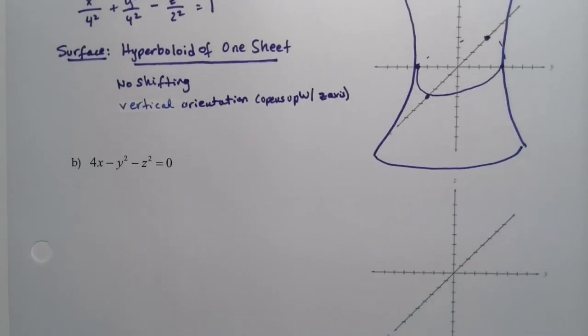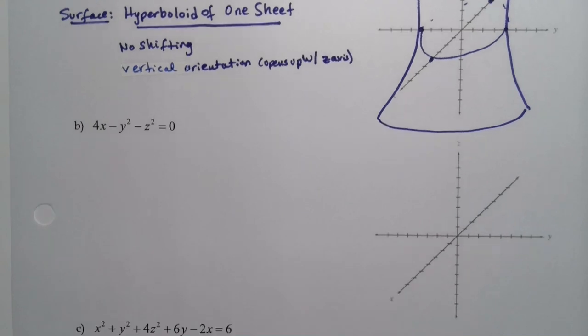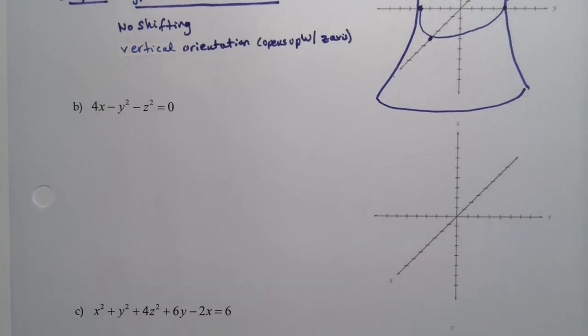All right, now what about this one? And of course, why don't we just graph all of these in Maple? Well, of course you can, but you're trying to get a sense of what these look like without Maple, and then you can use Maple to back yourself up because these are standard type surfaces. These are not really funky ones.